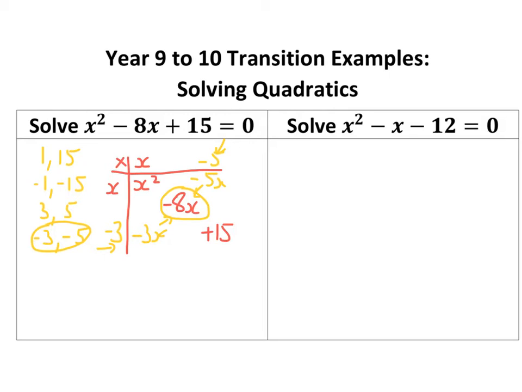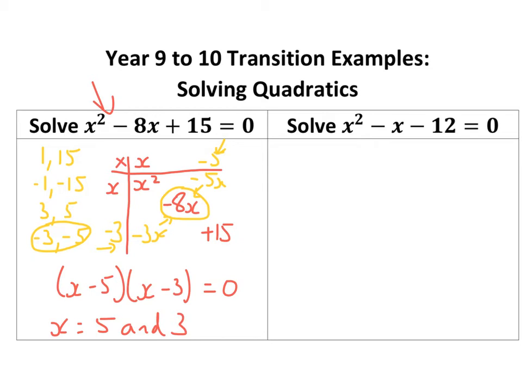And so now I can rewrite my quadratic like this: x minus 5, x minus 3 equals 0. I need to find the values of x that make each bracket 0, because if the first bracket is 0, 0 times the second bracket gives me 0, and likewise for the other bracket. So I should get 5 or 3. If I put 5 into this initial expression, I'd end up with 0. Put 3 into there, I'd also end up with 0.